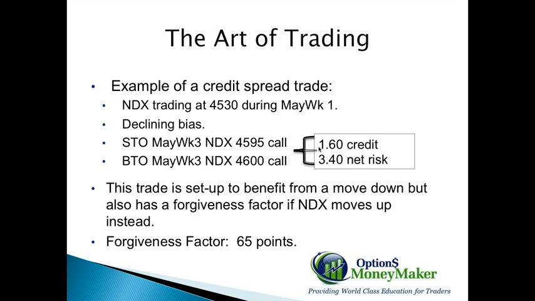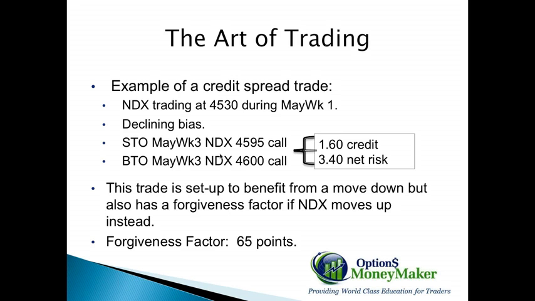But because we took a credit when we opened this spread, the credit was $1.60, we actually mitigate a portion of that $5 of gross risk, and we incur actual net risk of $3.40. So we open this trade knowing that the maximum we can lose on this trade is $3.40 per share. This trade is set up to benefit from a move down, but it also has a forgiveness factor built in in case NDX moves up against our position.